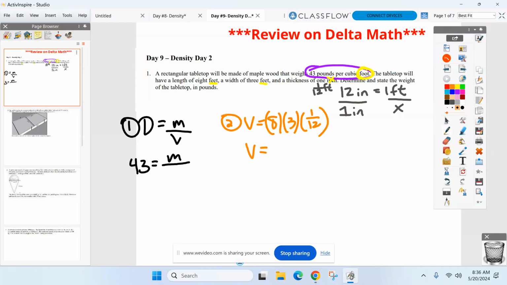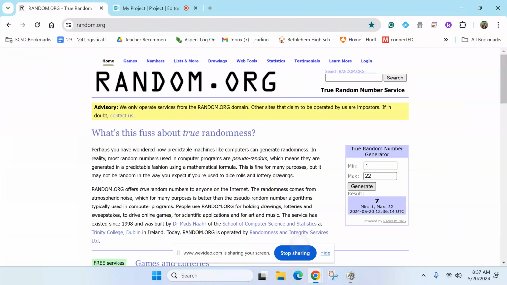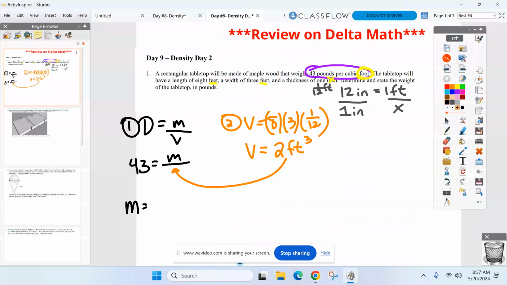And I don't need to call anybody here. That's 2 cubic feet, the volume of your tabletop. All right, plug that sucker in for the volume. And here we go. Find the mass. When you have the mass of the tabletop, please let me know when you cross multiply there. Bailey? 86. Yes. All right, everyone stop.